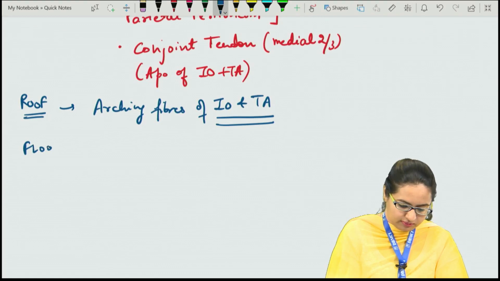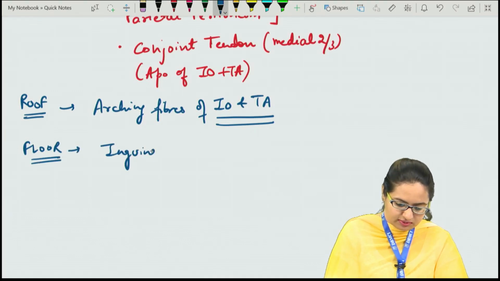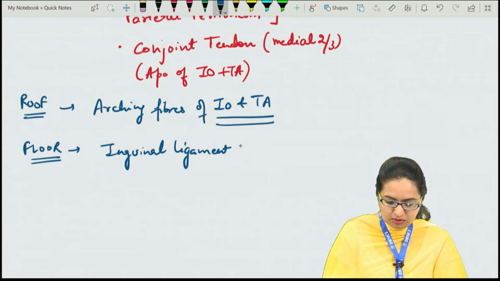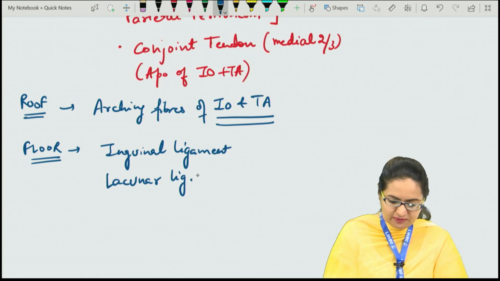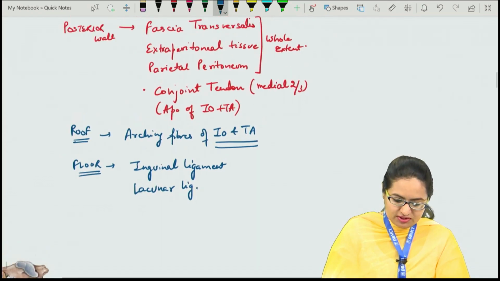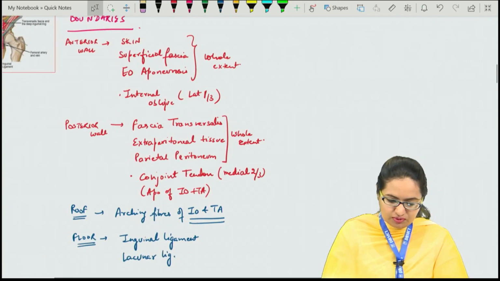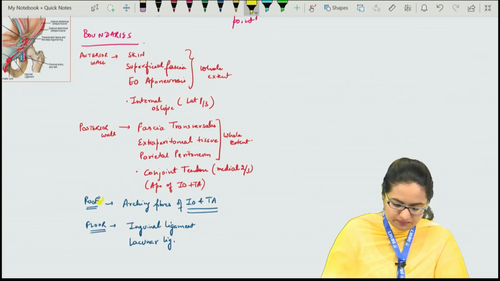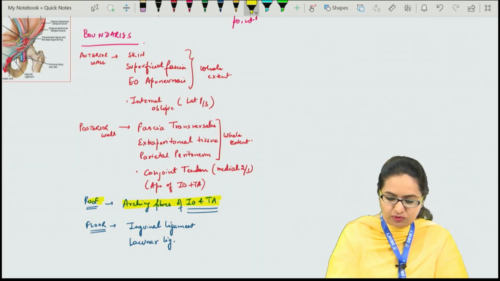Towards the floor, it is formed by the inguinal ligament, and it forms the floor in the whole extent. Towards the medial side, the lacunar ligament is present, which is one of the extensions of this inguinal ligament only. So these are the structures which are contributing to the boundaries of the inguinal canal, and if you see over here, the roof is formed by the arching fibers of internal oblique and transversus abdominis.